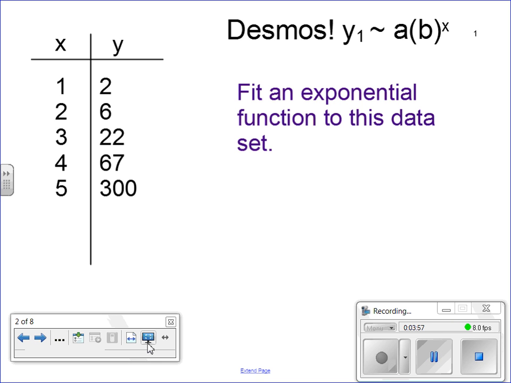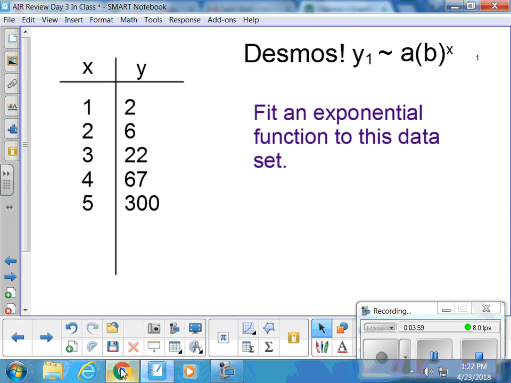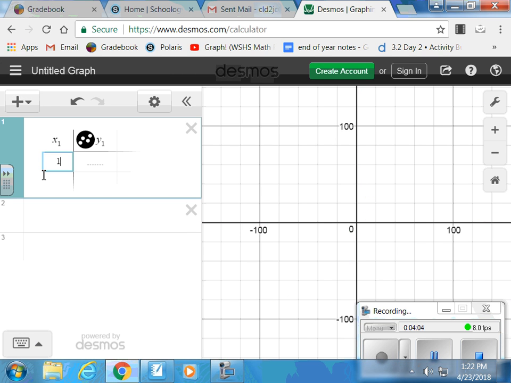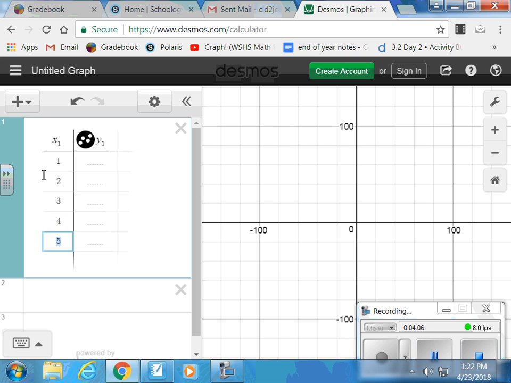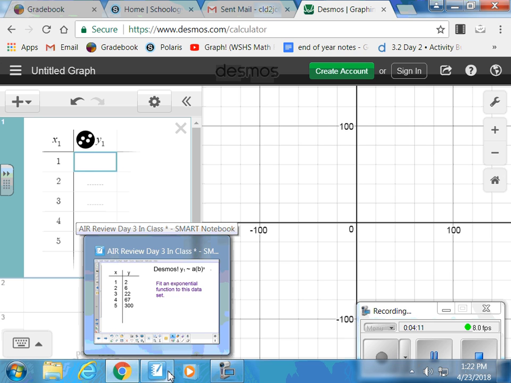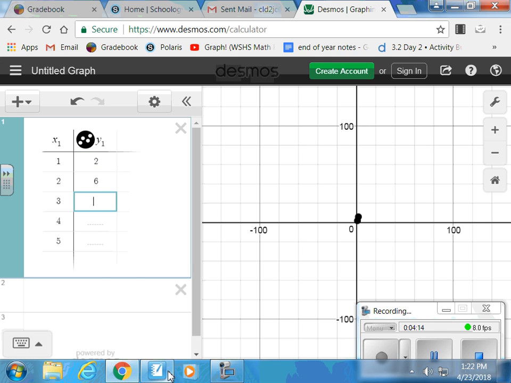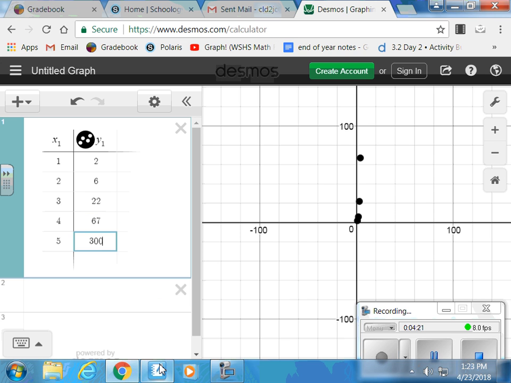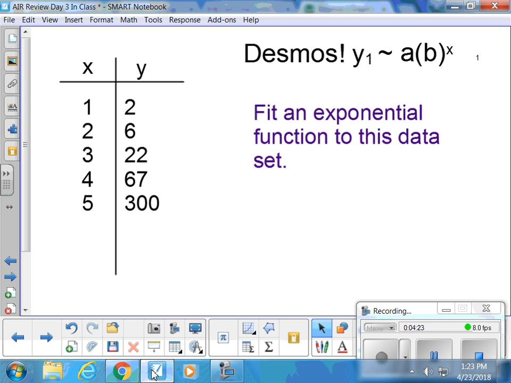So 1, 2, 3, 4, 5. We'll just toggle back and forth. We have to clear it out. We have to grab a table. 1, 2, 3, 4, 5. And then 2, 6, 22, 67, and 300. If you didn't get some of the numbers off the slide, you can look at mine, but here it is: 2, 6, 22, 67, 300. And you can zoom in and out and see where those dots are at.